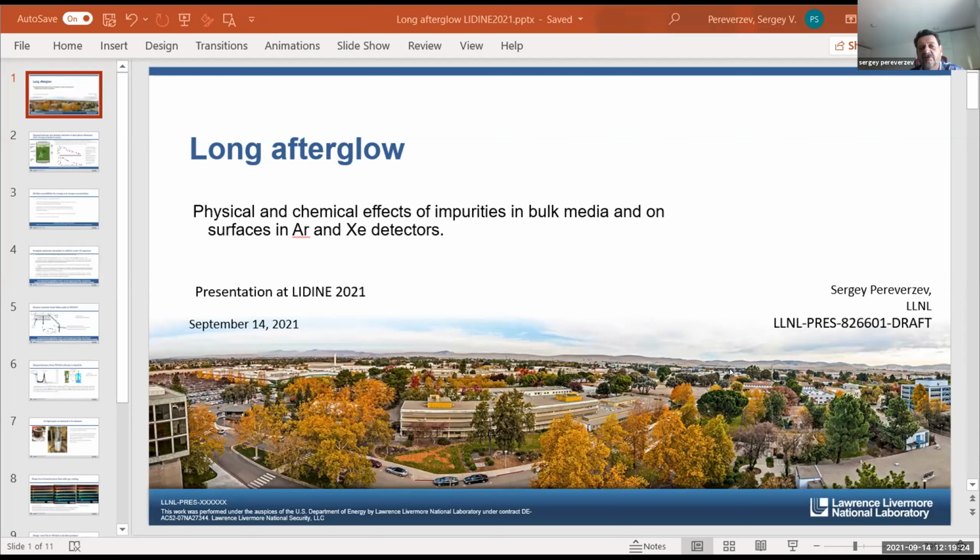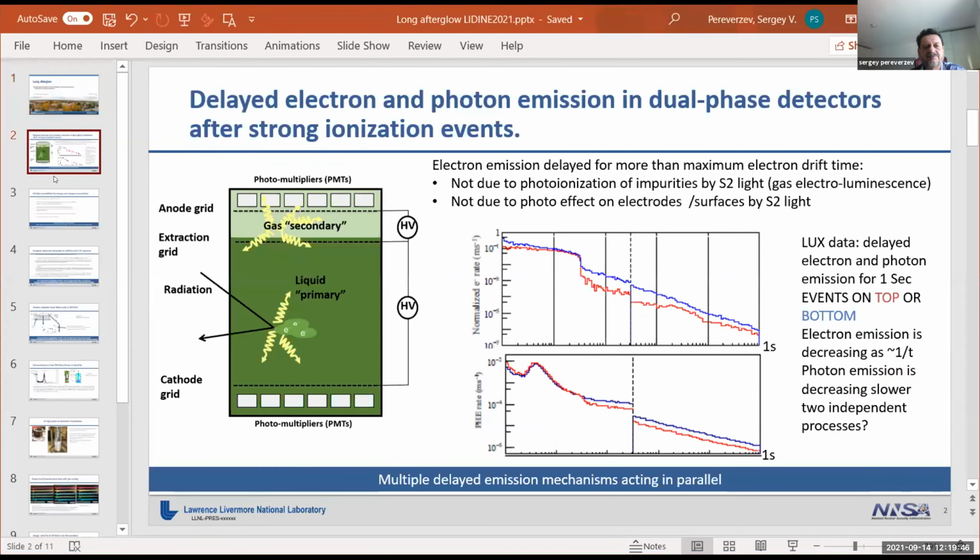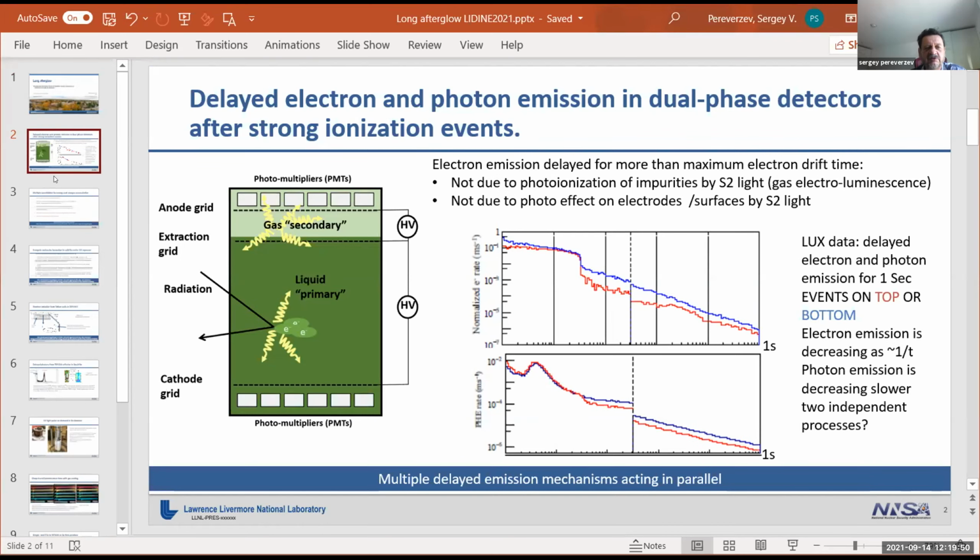I will be talking about long afterglow, or actually luminescence, long light production after strong ionization events in xenon detectors, but many processes are also possible in argon detectors. So just to remind you of some results in large xenon detectors.